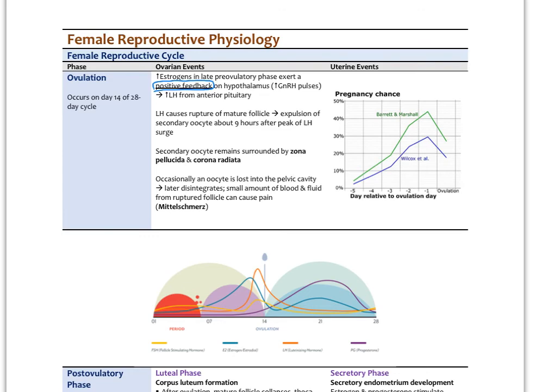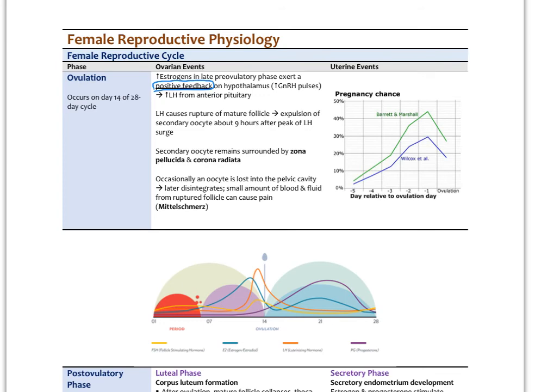LH is going to help trigger the rupture of the mature follicle, and that's going to help expel the secondary oocyte about 9 hours after the peak of the LH surge. The secondary oocyte remains surrounded by the zona pellucida and the corona radiata as it leaves the ovary and enters the abdominal cavity, and hopefully it will make its way up into the uterine tube.